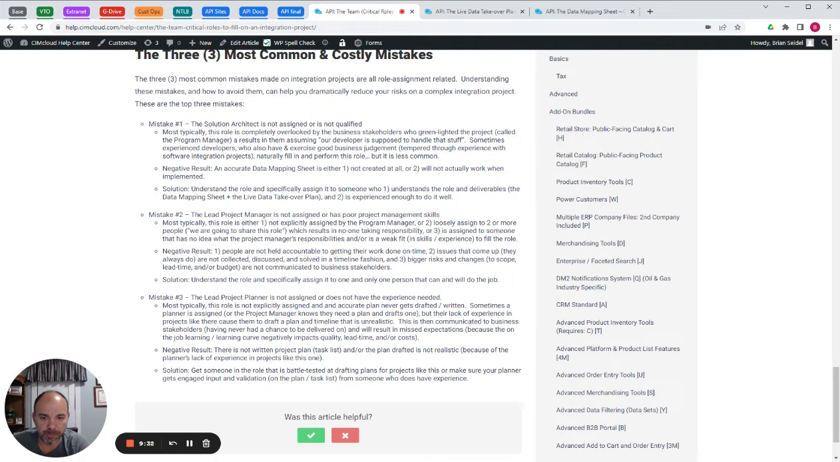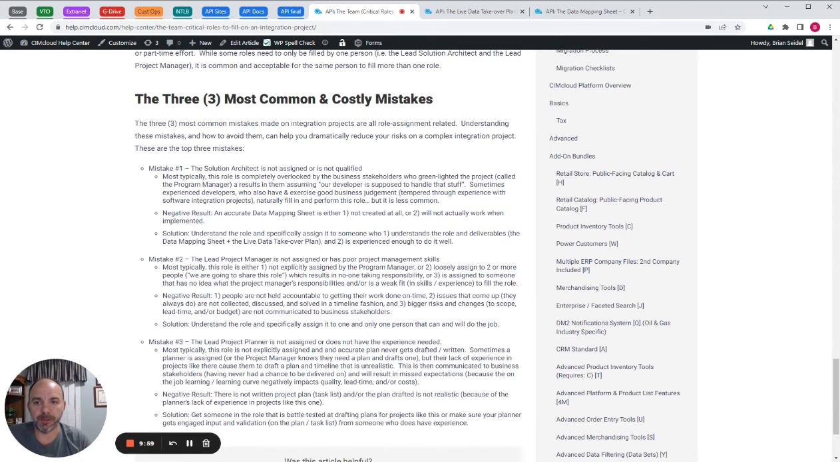And then the lead project manager is not assigned or doesn't have the experience needed. So the experience needed, again, I mentioned, is deep subject matter expertise on projects like this. That's needed for a project manager, or they're going to have massive blind spots in their plan, which is going to produce unrealistic schedules, unrealistic budgets, or missed work that then creates loopbacks and all kinds of problems. So those are the three most common and costly mistakes.